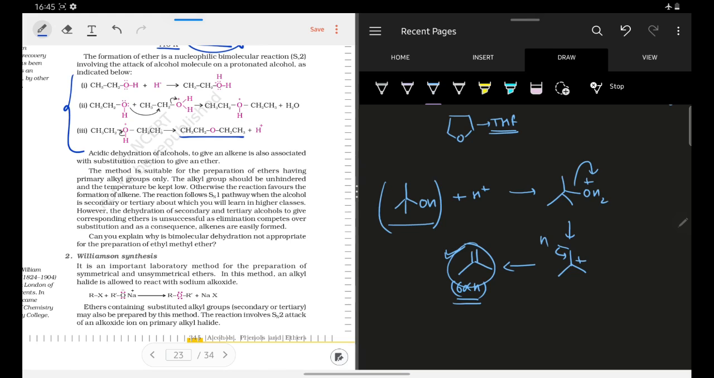So this is what they have told you here. The dehydration of secondary and tertiary alcohols to give the corresponding ether is unsuccessful as elimination competes over substitution reaction. As a consequence, alkenes are formed easily. So this you must remember. I have explained it here.